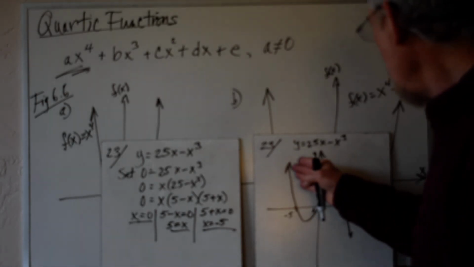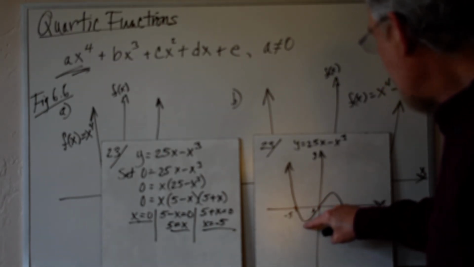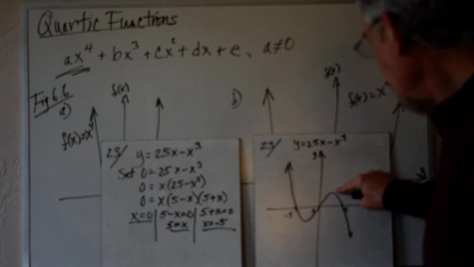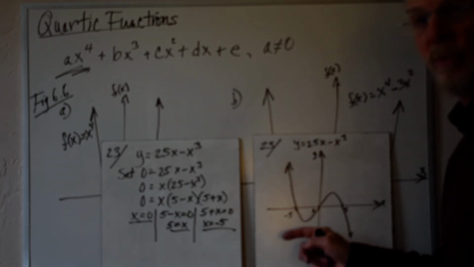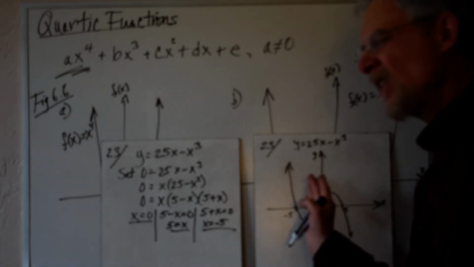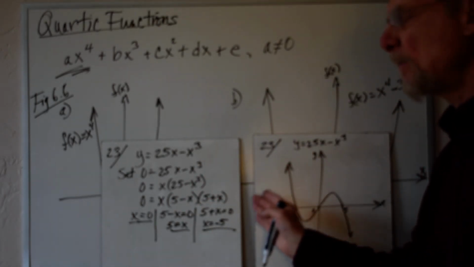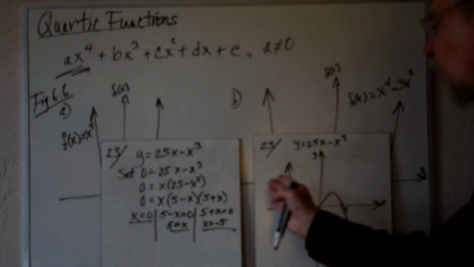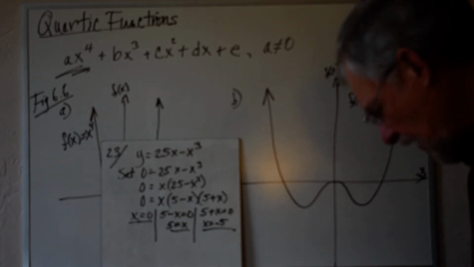And by the way, keep in mind that the minima or maxima, that is the extreme points, do not have to occur right in the middle between x-intercepts. They can be slanted over towards one side or the other. They can be closer to one than the other. So you don't have that kind of symmetry that you had in a parabola.